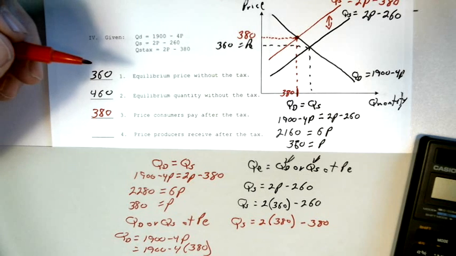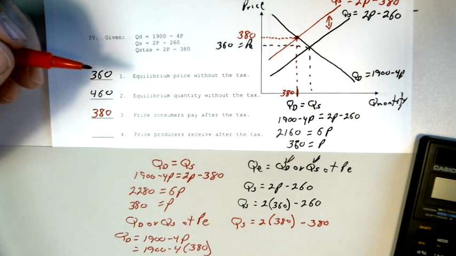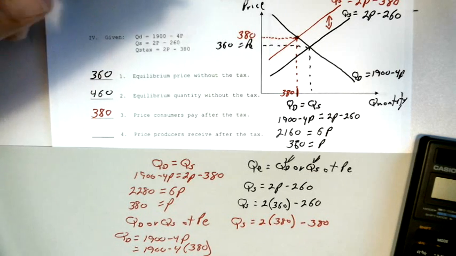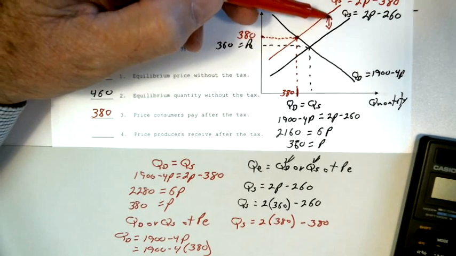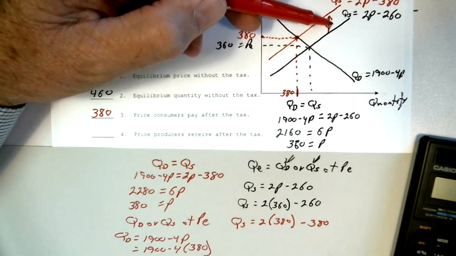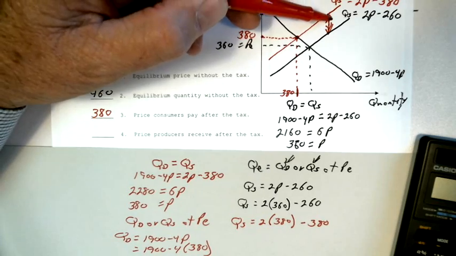Now notice I didn't ask that on the test, but what I've asked for is the price producers receive after the tax. First you need to see where that is in the picture. So this is the price that consumers pay, right? But of course the producer has to give up the tax, which is this thing right here.